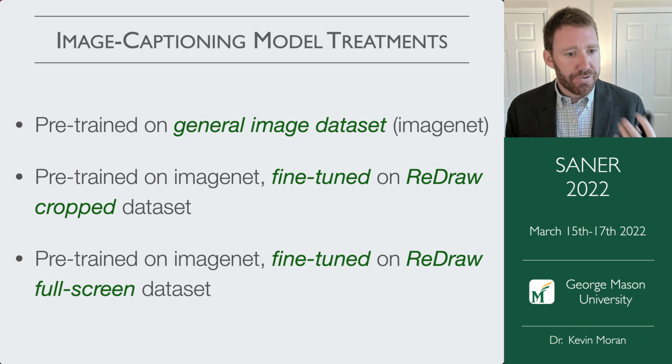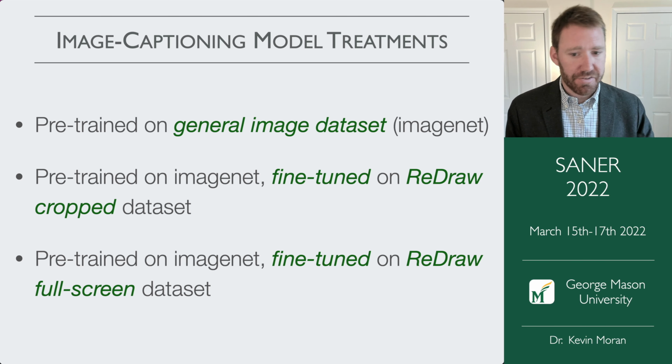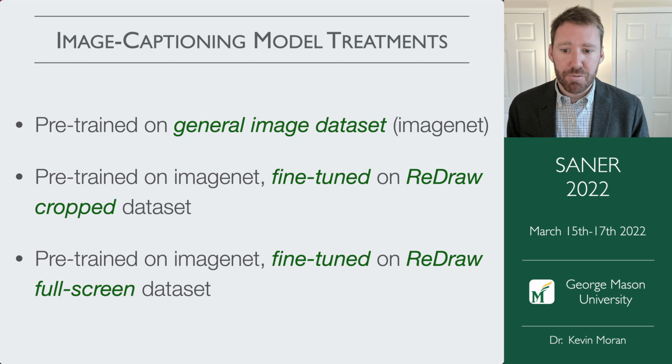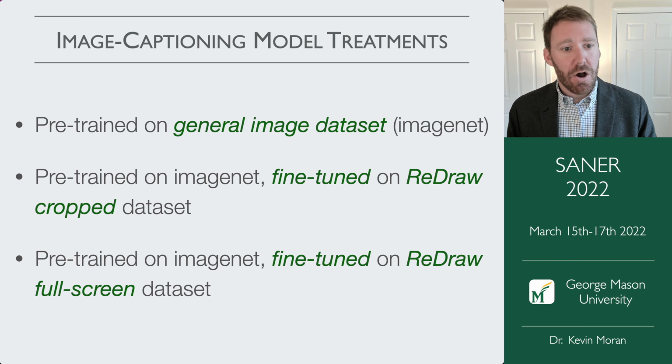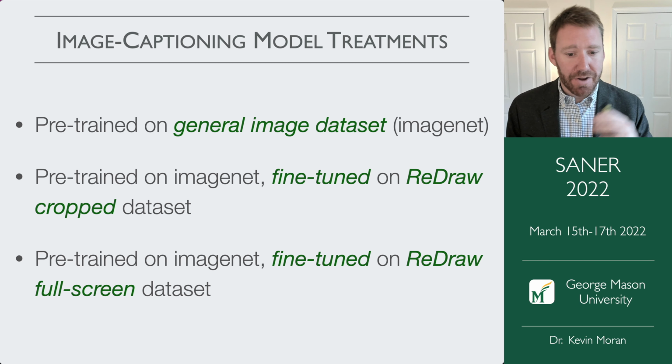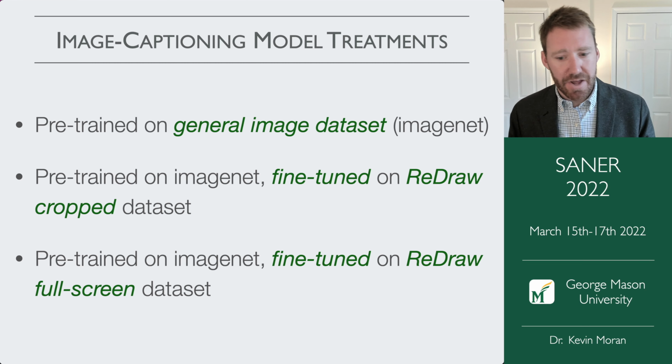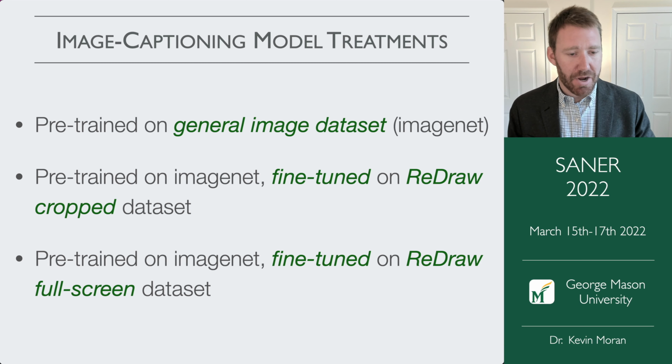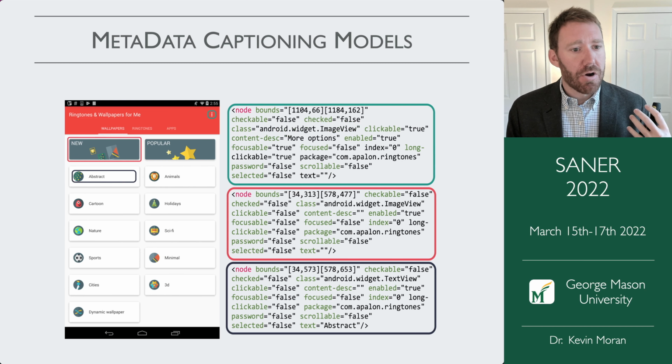So we had a few different treatments because we wanted to examine how these models worked in different settings. Our first treatment was just pre-training on a general image dataset such as ImageNet. The second one is pre-trained on ImageNet, but then fine-tuned on our ReDraw dataset with only cropped images of components. Finally, we had models that were pre-trained on ImageNet and then fine-tuned on ReDraw's full screen dataset. That is essentially the entire screen, and the way that we trained this was in a self-supervised manner by having a convolutional neural network try to classify these into their different Google Play categories. So those are our image captioning models.